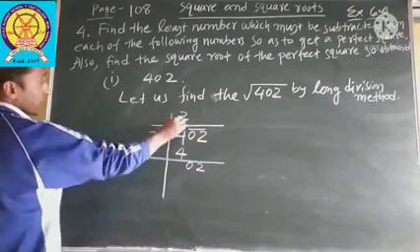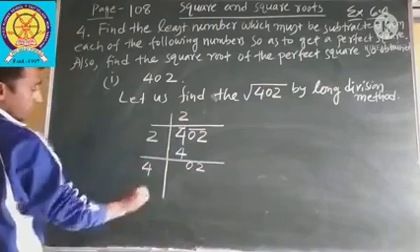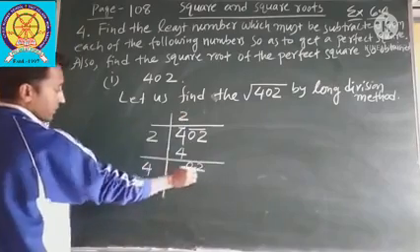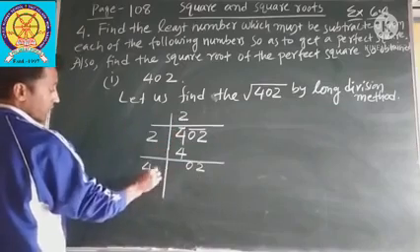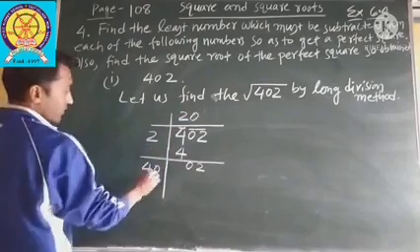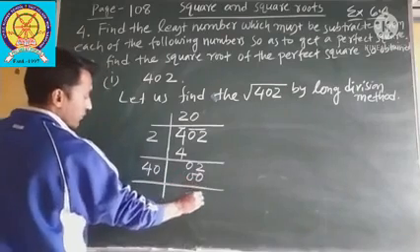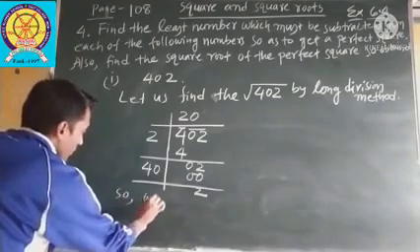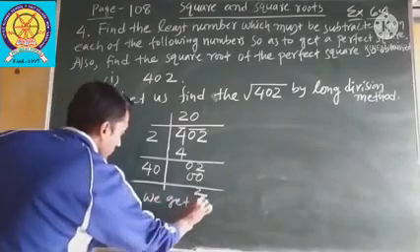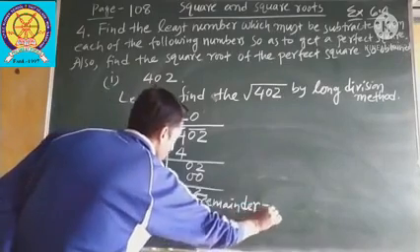To get the next divisor, you double the quotient. 2 twos are 4. Now you see only 2 is there. If you give 1 time also, then you get 41, and 1 times 41 is 41, so it will be 0 times. 40 times 0 is 0. 2 minus 0 is 2. So we get remainder 2.